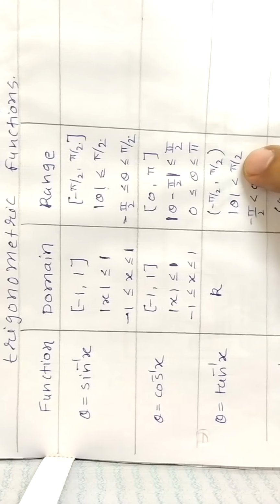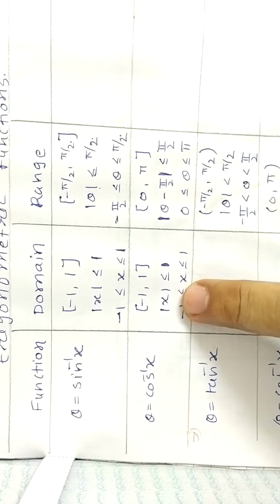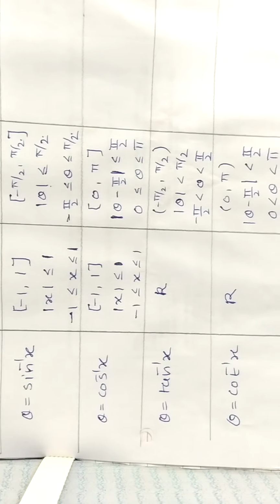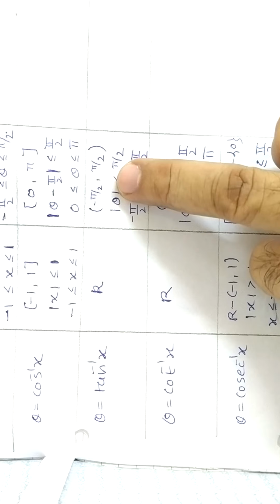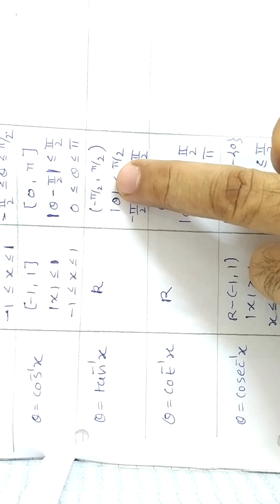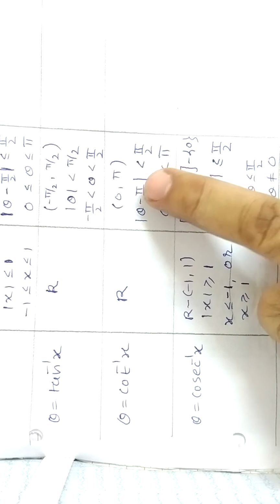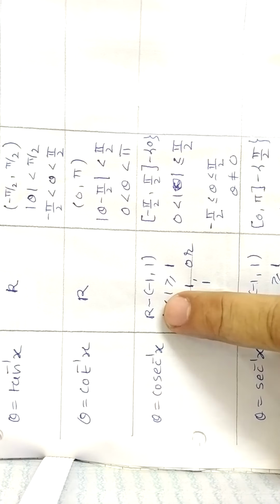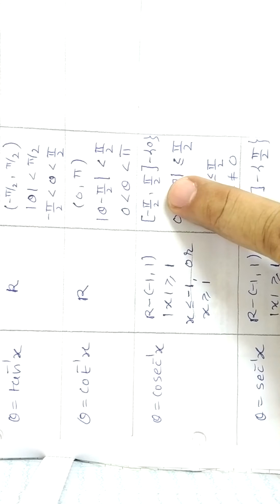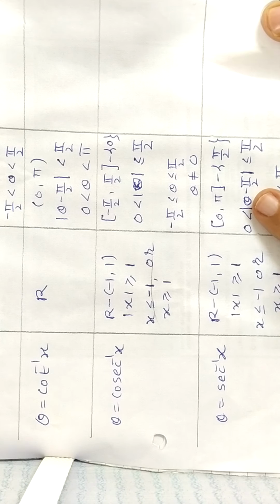Similarly, the range of cos inverse is 0 to pi, and the domain is minus 1 to plus 1. The domain of tan inverse x is R, and the range is minus pi by 2 to plus pi by 2. The domain of cot inverse x is R, and the range of cot inverse x is 0 to pi. The domain of cosec inverse x is R minus minus 1 to plus 1, and its range is minus pi by 2 to plus pi by 2 minus 0. The domain of sec inverse x is R minus minus 1 to plus 1, and its range is 0 to pi minus pi by 2.